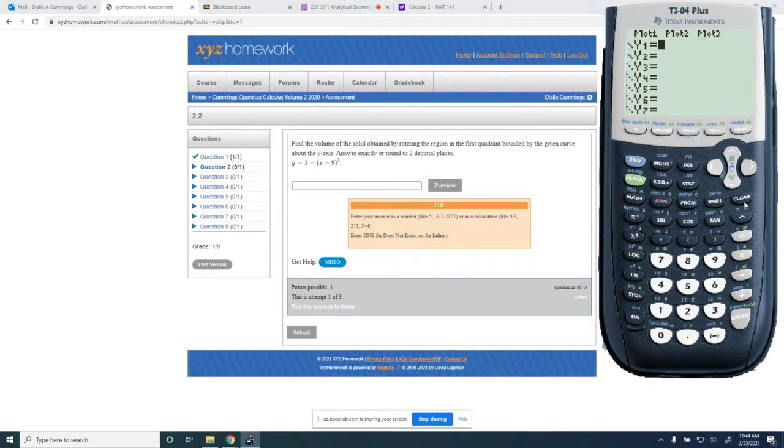So I'm going to go into y equals. I'm going to clear out y sub 1. I'm going to put in 1 minus the quantity x minus 9 squared. I'm going to use zoom and 6 to graph. All right, so notice our graph. It's sort of cut off a little bit, so I'm going to go into Windows, and I want to change my x max to 20. Okay, and that should just give me some more room on our x-axis.